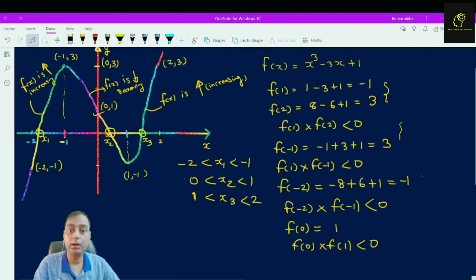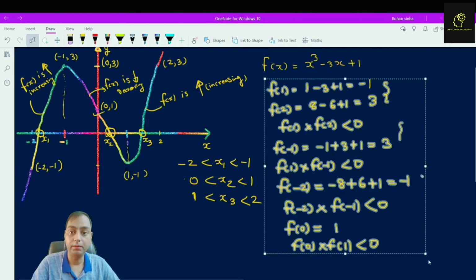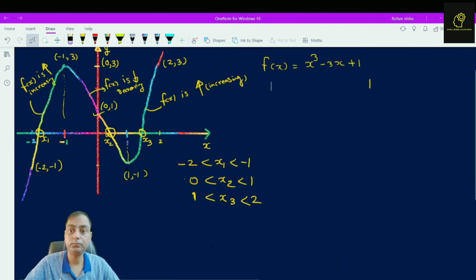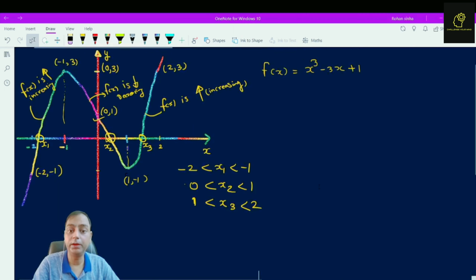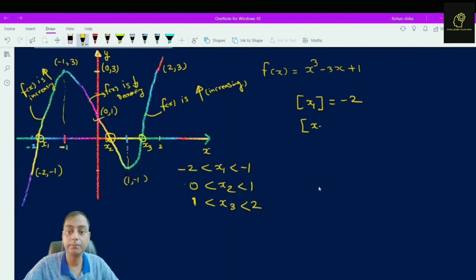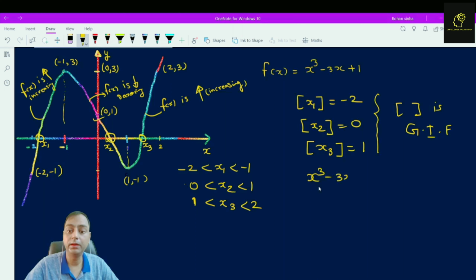So by applying these three conditions, we find that the box of x1, that is the greatest integer of x1, is equal to minus 2, box of x2 is equal to 0 and box of x3 is equal to 1, from the condition of the greatest integer function. And this box represents the greatest integer function. Now this is the equation given in the question.